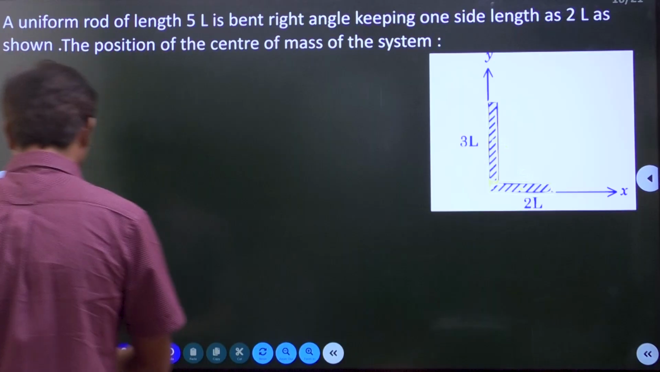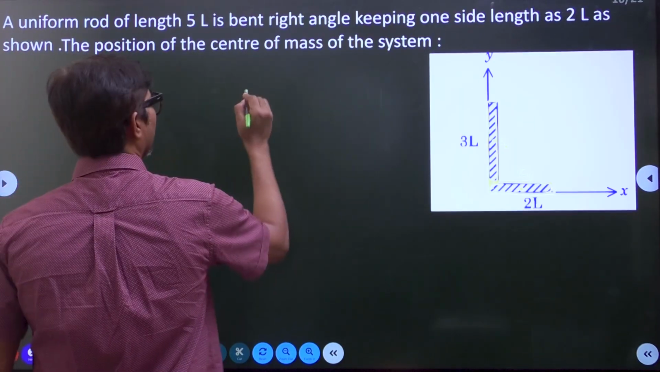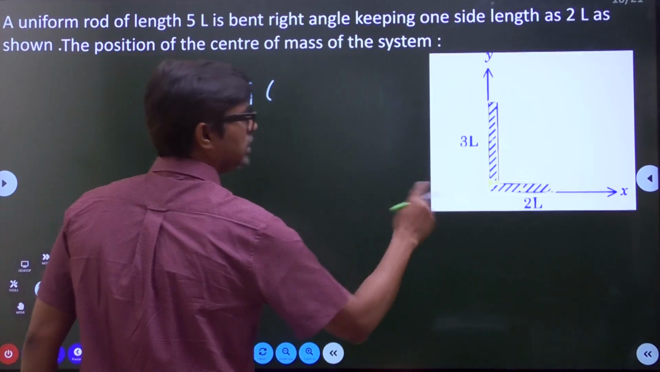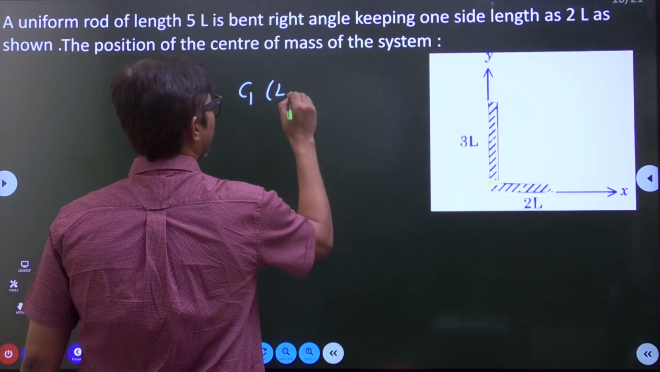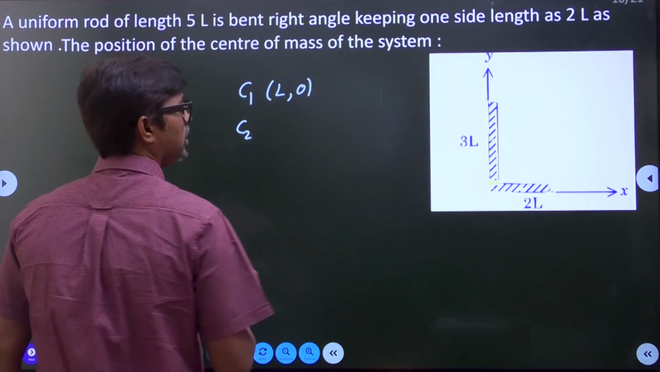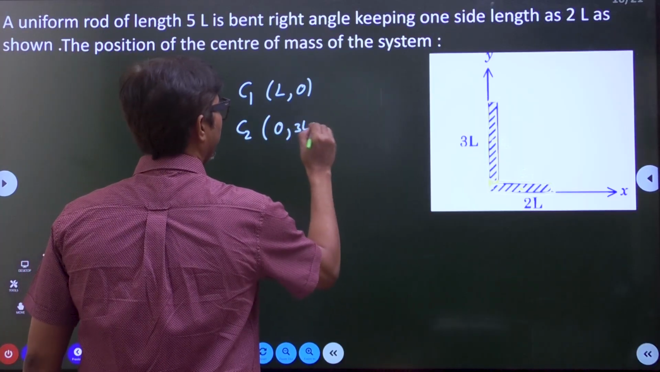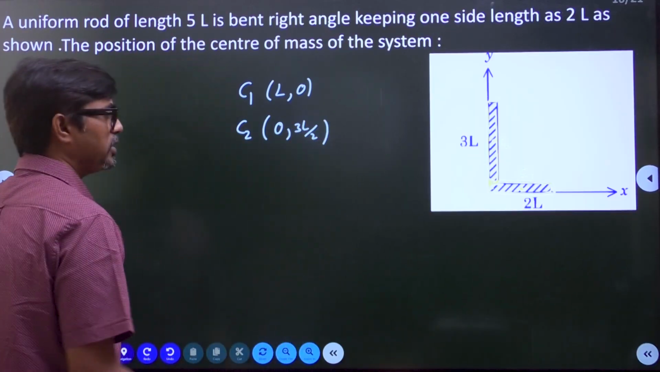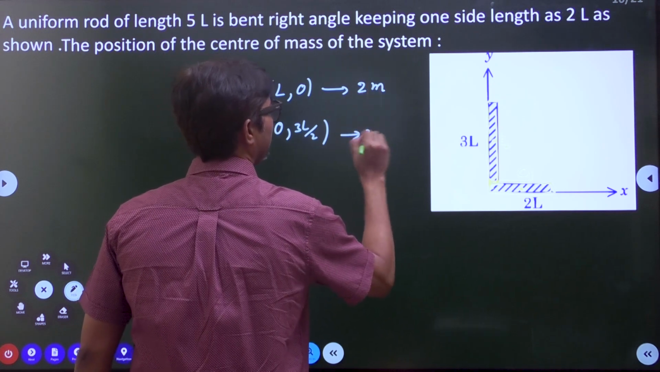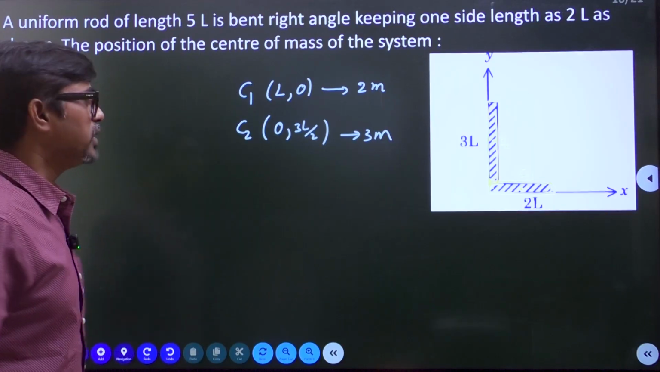So now if I ask you, what are the coordinates of the center of mass of each? C1, what will be the center of mass coordinates? It is in the middle. That means the x coordinate is L and the y coordinate is 0 because it's on the x axis. C2, if you look at it, the x coordinate is 0, the y coordinate would be 3L by 2. And masses also: if you take this as 2m mass, this has to be 3m mass because it's a uniform rod. Length ratio is mass ratio.